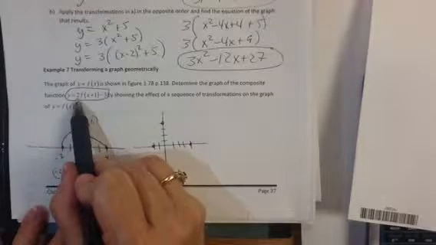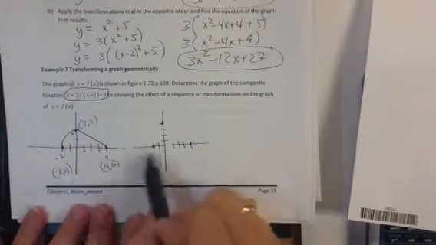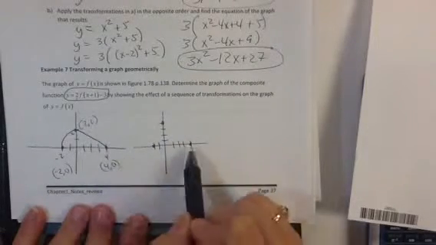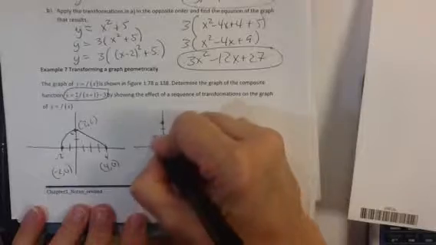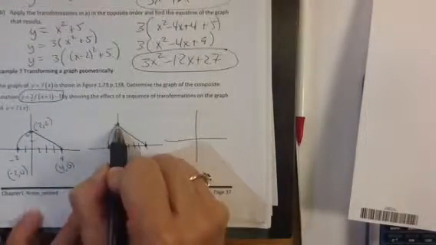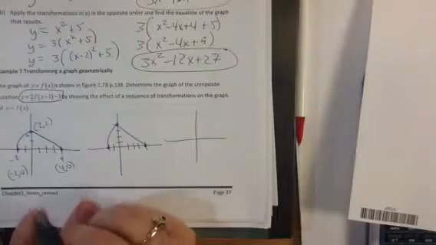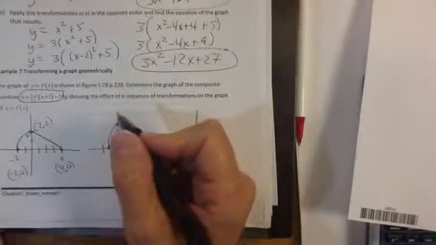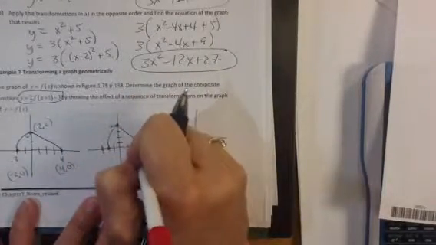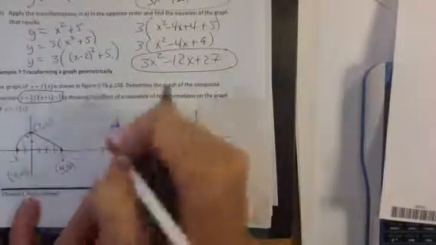And I'm multiplying all the y values by 2. 0 times 2, 0. 2 times 2, 4. 0 times 2, 0. So now I have vertically stretched this by 2. The next thing I need to do is I need to take every one of these points and shift it to the left 1. So I'm going to shift it to the left. Here's this one. Shift this one over to the left 1, and shift this one over to the left 1. So now this part of it looks like this.